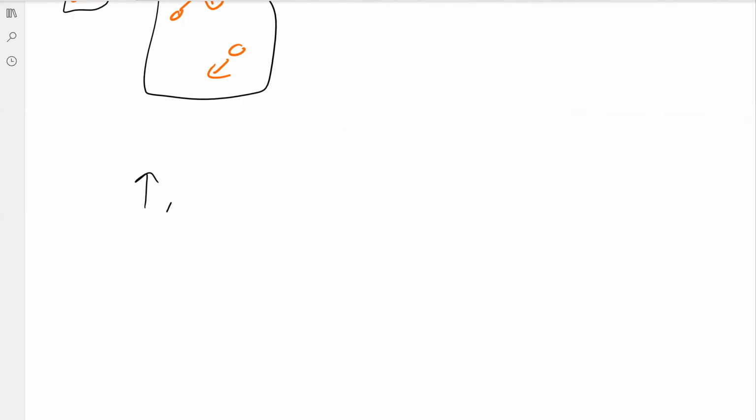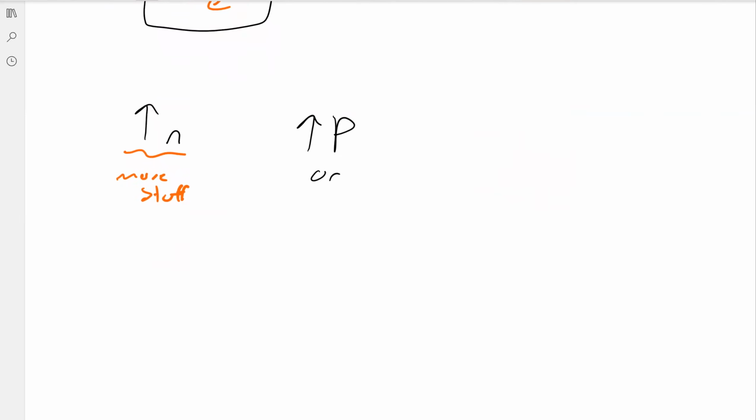And same thing, if we increase N, what happens to the other variables? If we increase N, we have more stuff. We have more gas particles. And so we're going to have more collisions with the wall. So we're going to have more pressure, assuming other things are kept constant. Or if we want to keep pressure and temperature constant, then we need more volume.